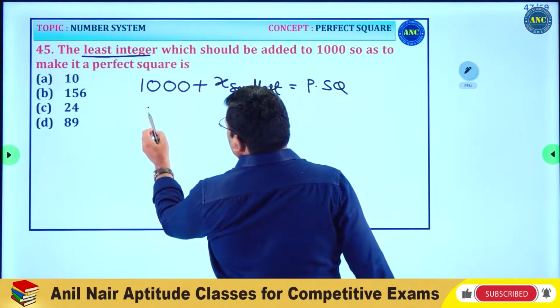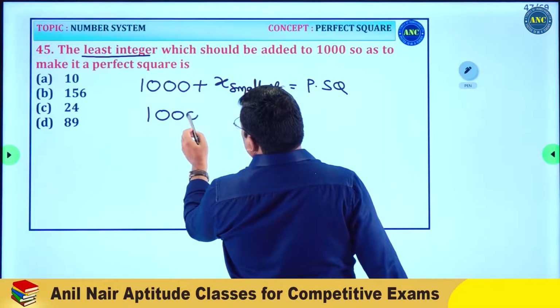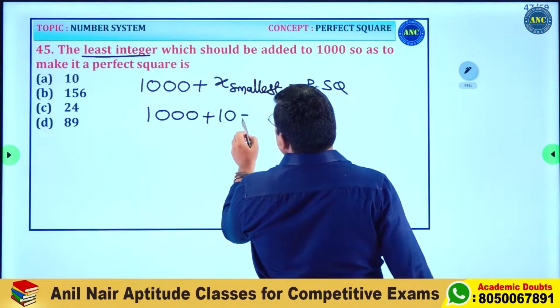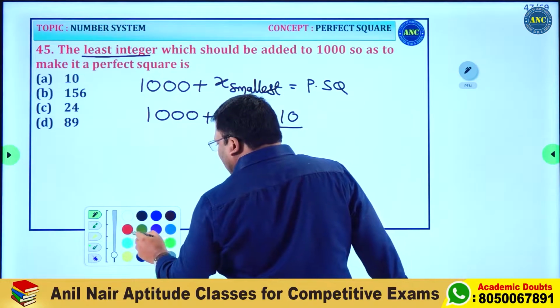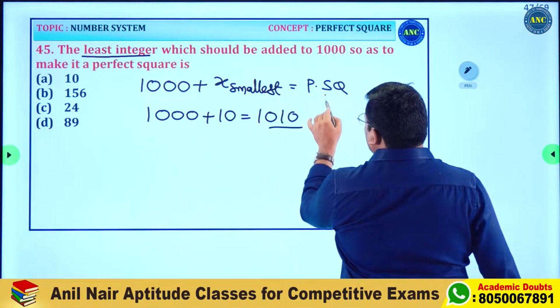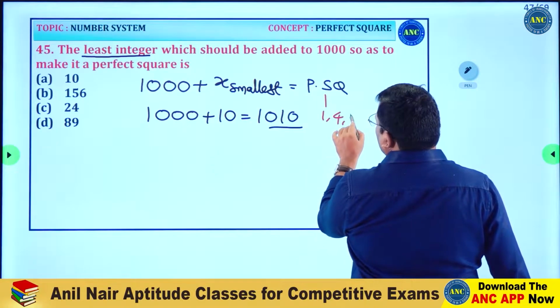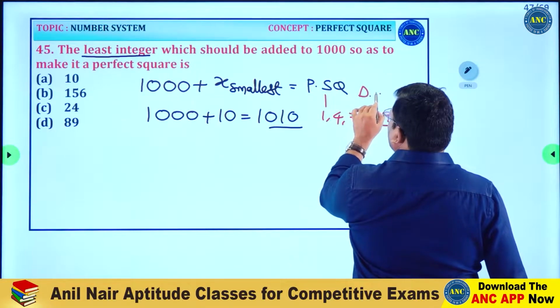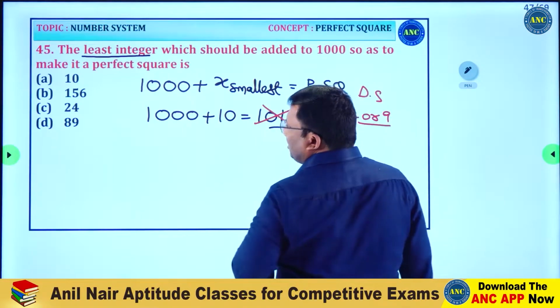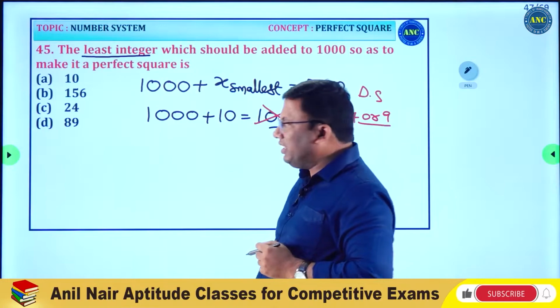First option is 10. 1000 plus 10 is 1010. The digital sum of 1010 is 2. Any perfect square's digital sum will be 1, 4, 7 or 9. But the first option's digital sum is 2. That means this cannot be the answer. The first one cannot be the answer.